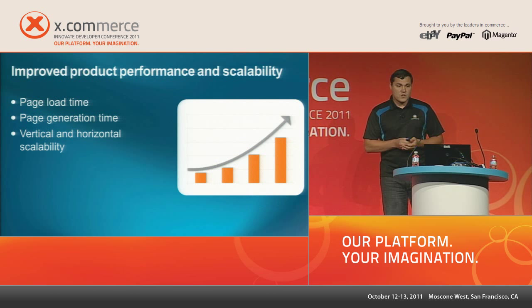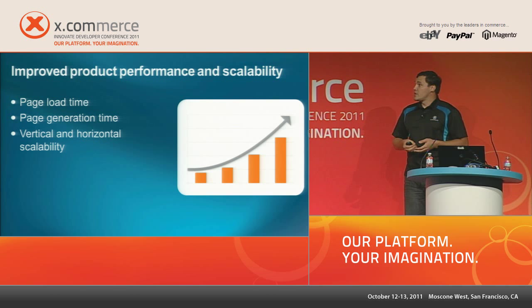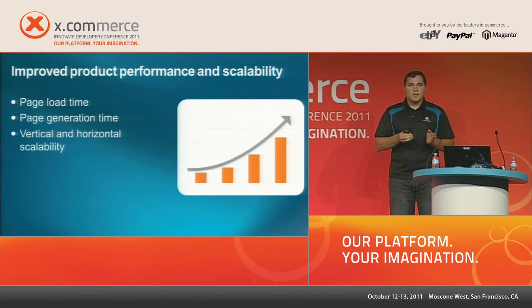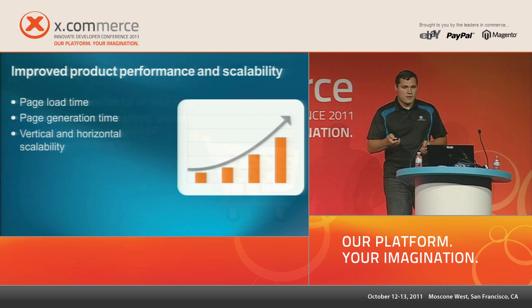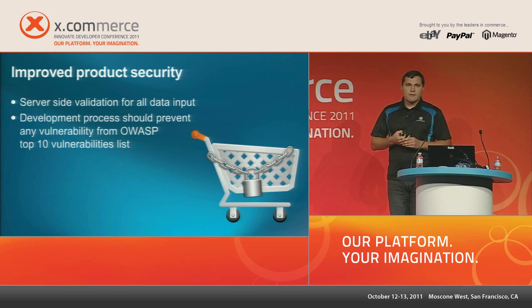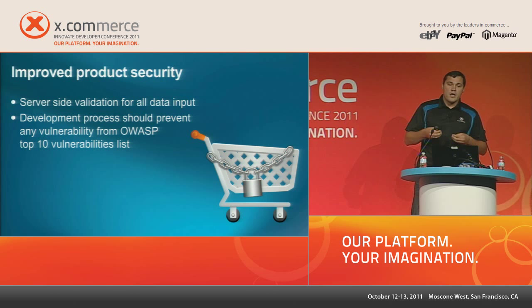Performance. Our team is doing a lot of work to optimize page load and generation time. We are thinking about better vertical and horizontal scalability of our product. Even right now, we're not limiting our merchants with scalability, because Magento scales really well. You can use multiple web servers and scale your database as well. On the product security side, we will improve server-side validation and make it more straightforward. We are introducing into our development process automated validation for all the top 10 vulnerabilities mentioned in the OWASP lists.